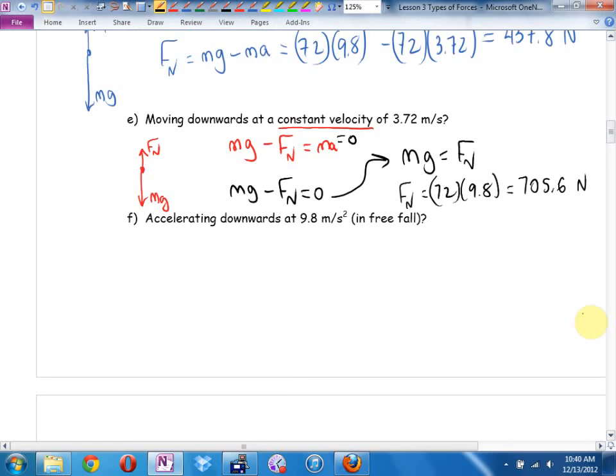All right. The cable snaps. And the elevator begins to accelerate downwards at 9.8 meters per second squared in free fall. By the way, in real life, elevators have so many safety features, so many backup and redundant safety systems that it ain't going to happen. But supposing it did, what would the normal force be now?